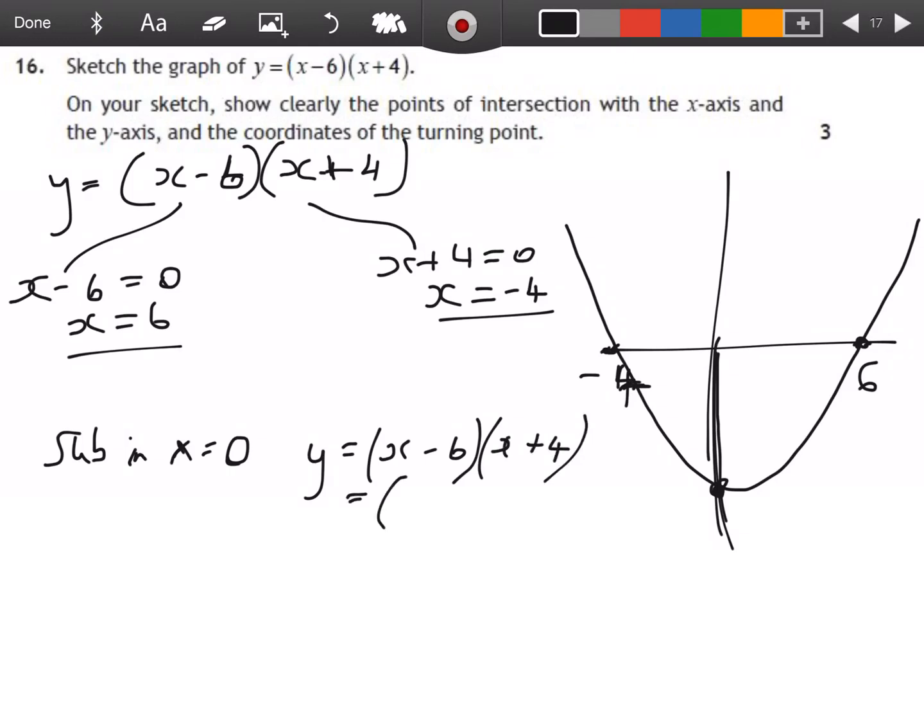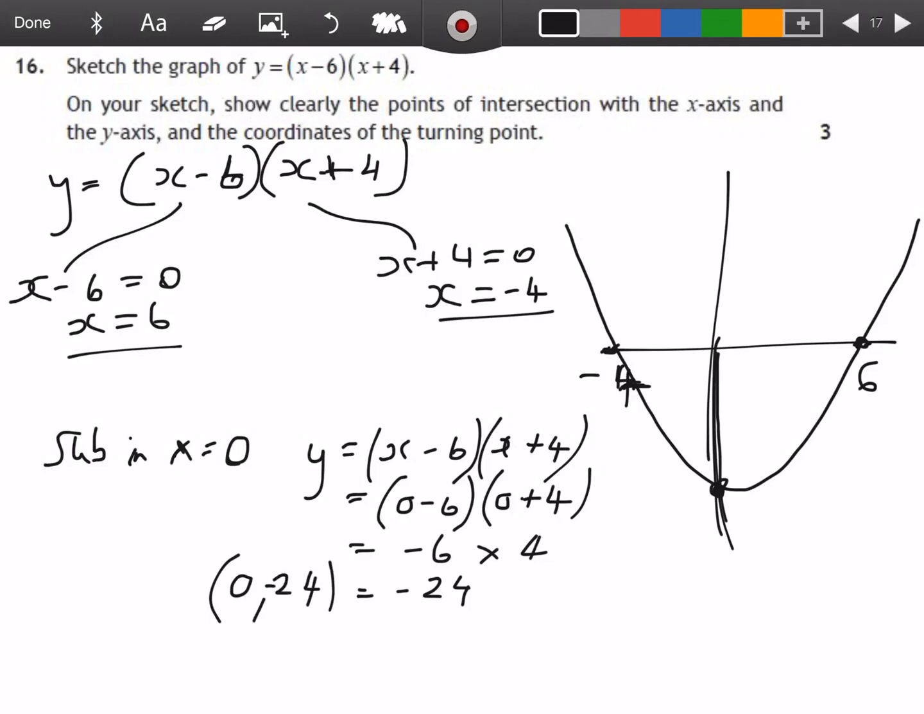Right, x is 0. -6 times 4, -24. What's the coordinate? x is 0, y is -24. So that is a point -24 there. You don't really need to write it on as long as you've got it clearly indicated, okay? We've worked out it's -24.